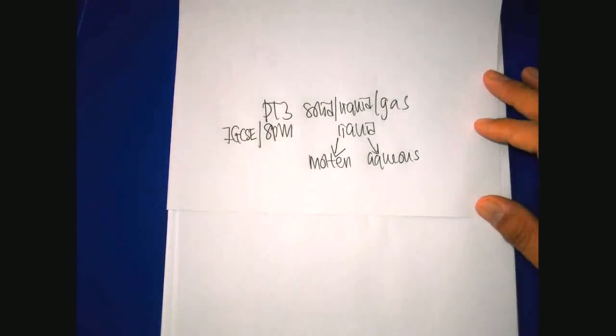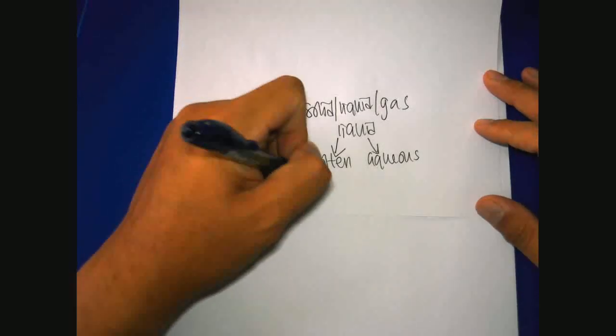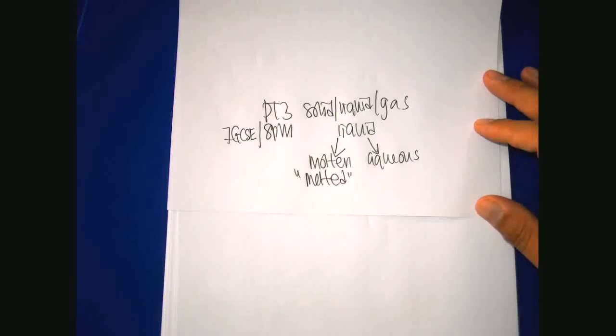Alright, so molten and aqueous, both of them are liquids. The only difference is how you prepare or make the liquids. Molten is related to the word melted. If you take a solid and heat it up to reach its melting point, the solid melts and you get a liquid. That liquid is called molten.